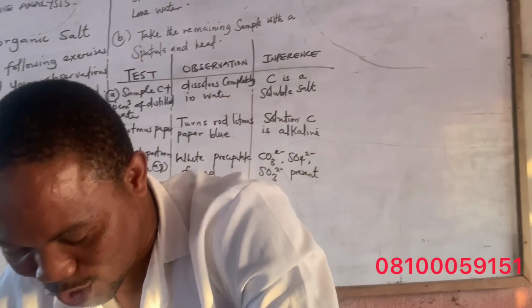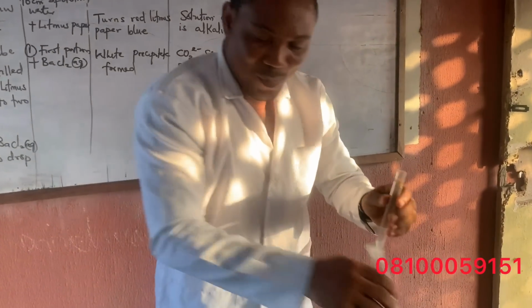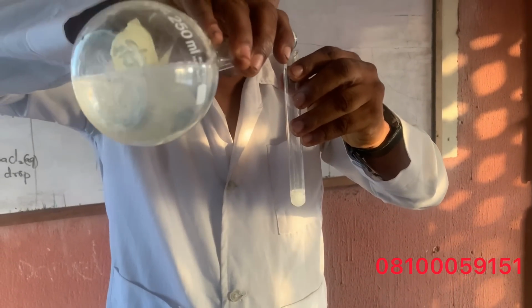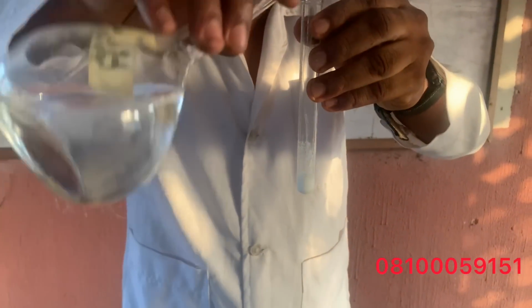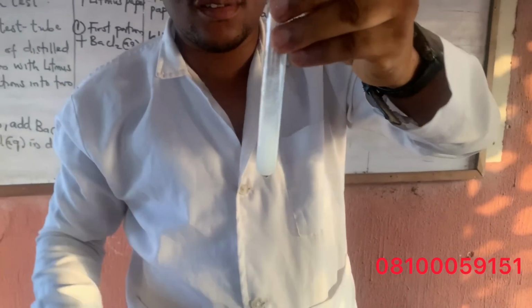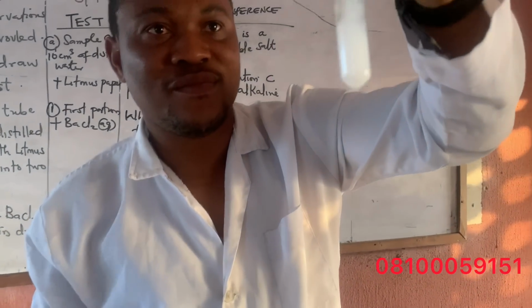Okay, let me show you again, so that you see it very well. Let me add barium chloride so that you see it very well. Let me just use little. Okay, so that you can see this. I want you to see the reactions well. You can see that's the barium chloride now. Then I added dilute HCl. I want you to see the reactions clearly. Can you see that now?